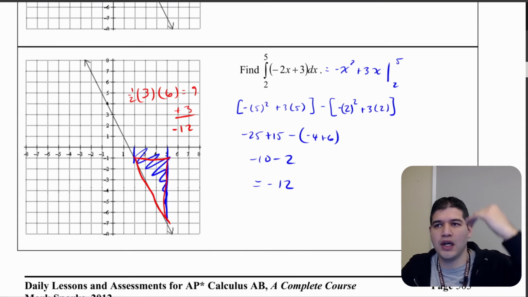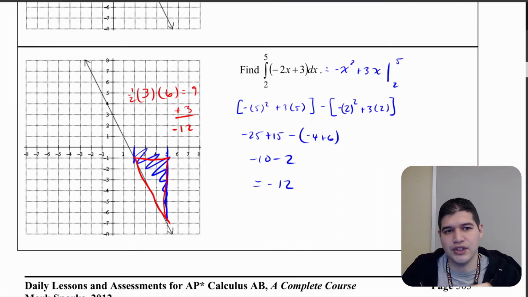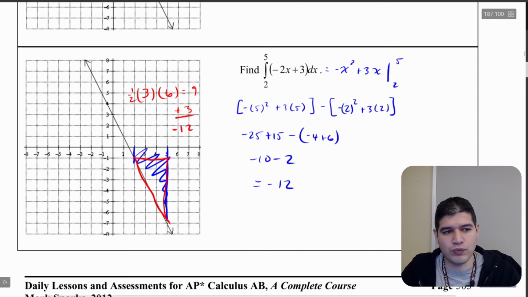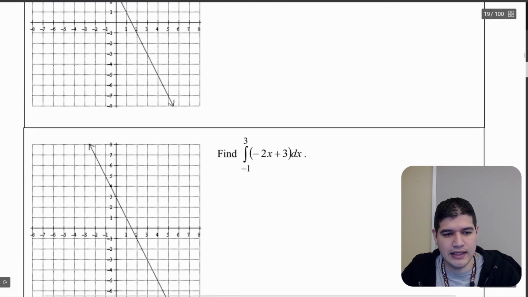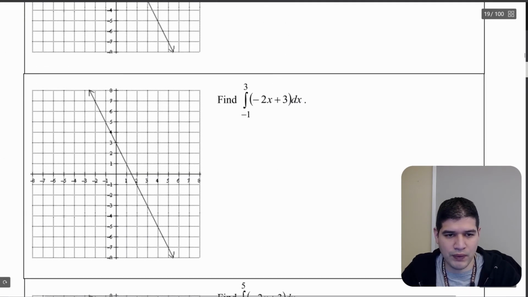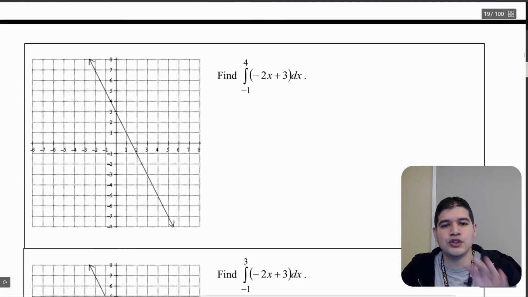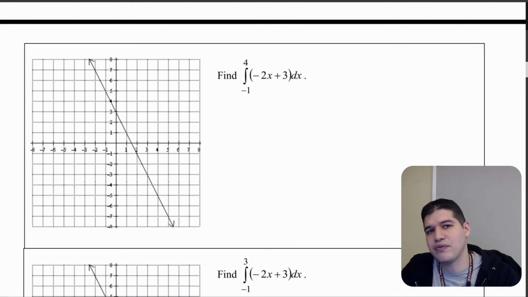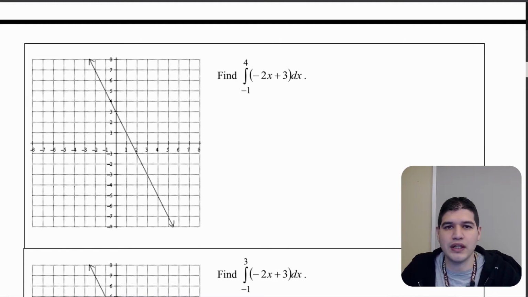So you can do the stuff above the x-axis, you can do stuff below the x-axis, and you can do stuff where it crosses over, which is what you're going to see in these next 3 problems. So what I want you guys to do is come do these next 3 problems using the fundamental theorem of calculus, upper bound minus lower bound, show your work, and see if you get the exact same answers that I do.